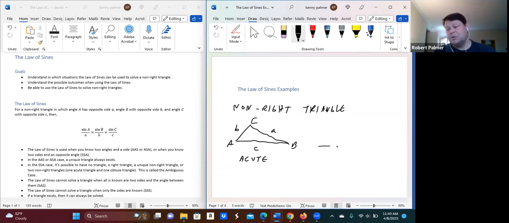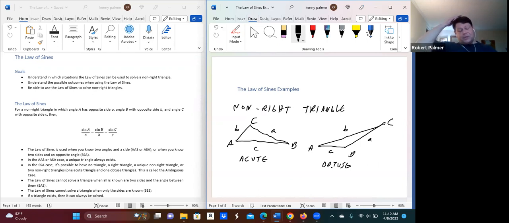But we could also have a situation where we have a triangle like this, okay? Where once again, this is our angle A, B, and C. And side A is here, the opposite side of angle A. Opposite side of angle B is this, and opposite side of angle C is small c. And this is an obtuse triangle because we have an angle that's bigger than 90 degrees.